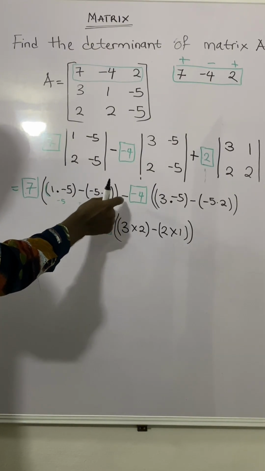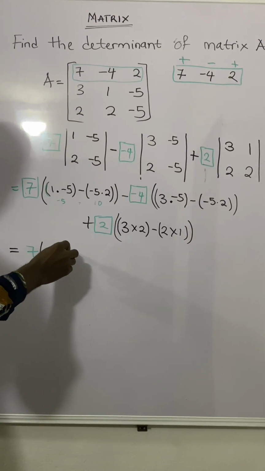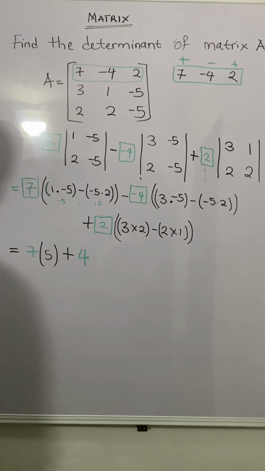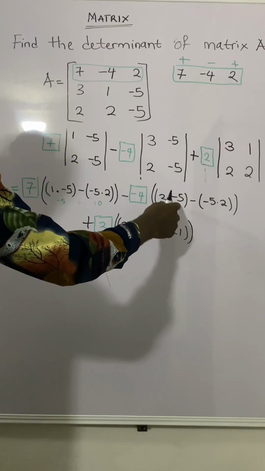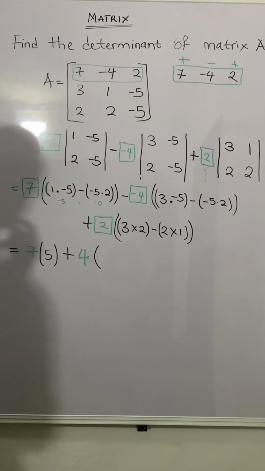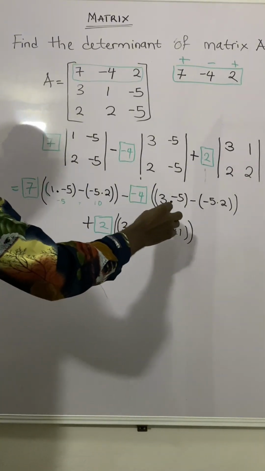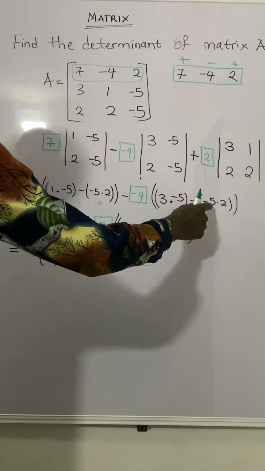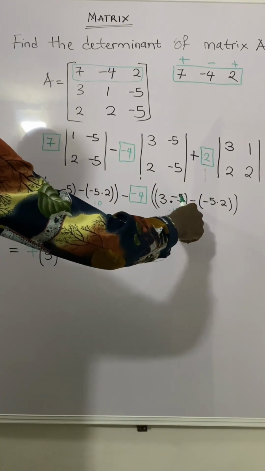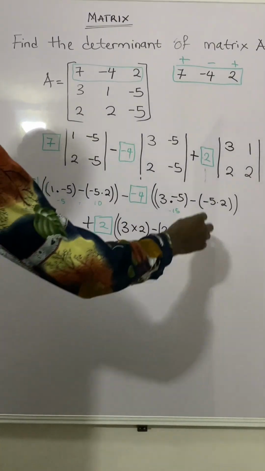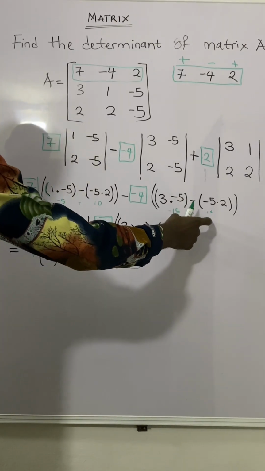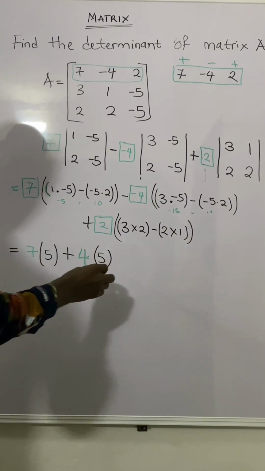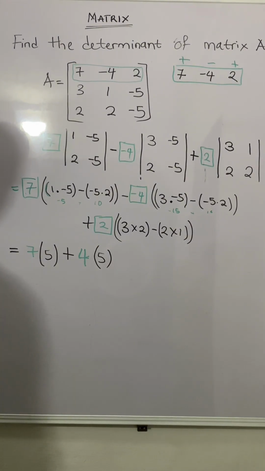Then the next thing here is this. Minus times minus 4 becomes plus. Then our sign here becomes plus 4. Opening up this, plus 4 into 3 times minus 5, which will give us minus 15. Minus times this, 5 times 2 will give us 10. This minus will make it plus 10. So here we have plus 10 and minus 15, we get minus 5. So we have minus 5.